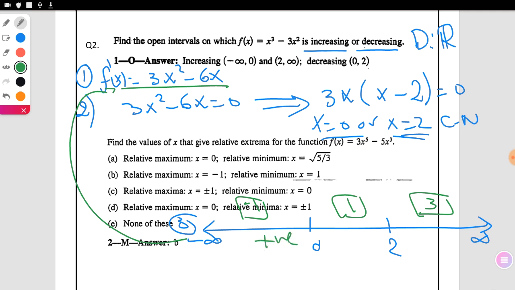So the function is increasing. Replace by 1 in the first derivative, use your calculator, but I find it mentally, it will be negative here, so the function is decreasing. Replace in the first derivative also, it will be positive, so the function is increasing.